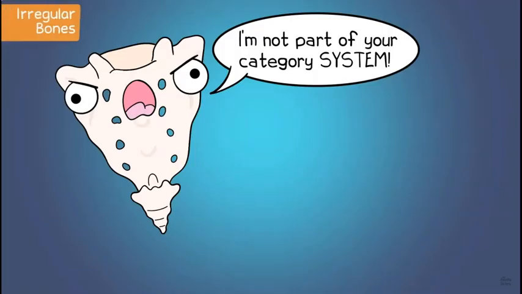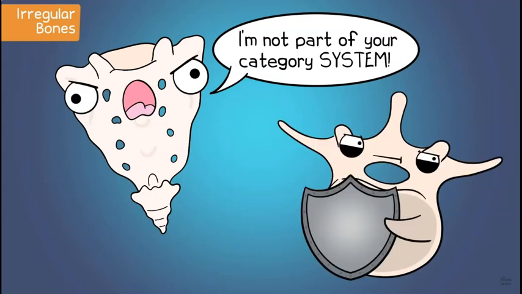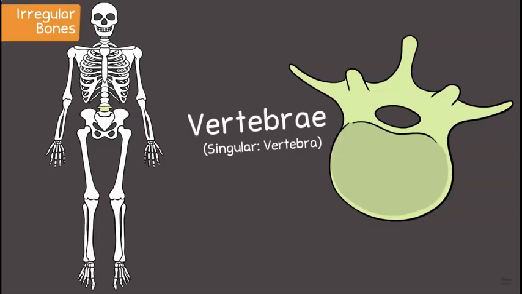And irregular bones, a shape that is irregular. Basically, there isn't a specific shape description you can use to define them. Irregular bones can be protective from an assortment of forces. Vertebrae are a great example.